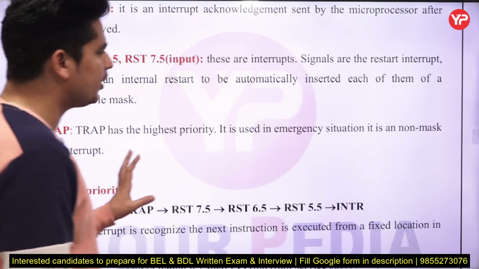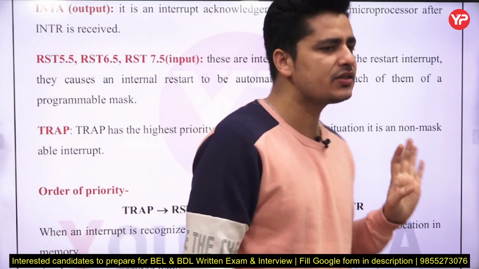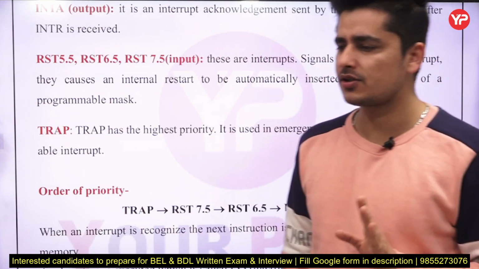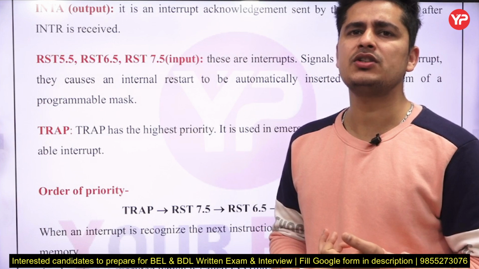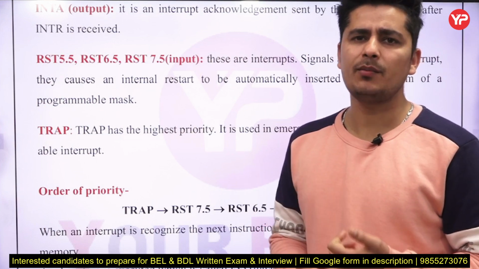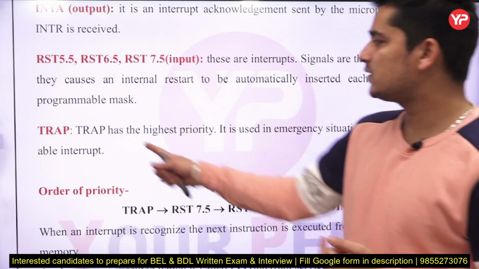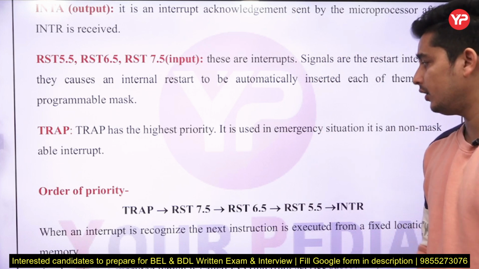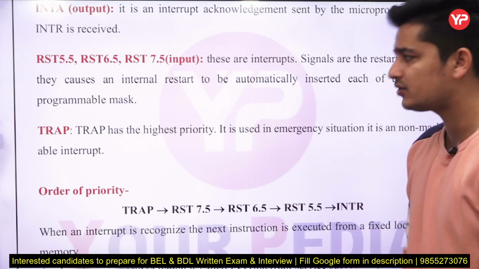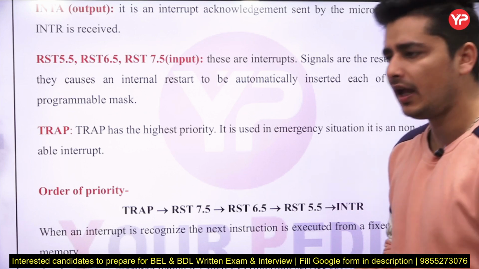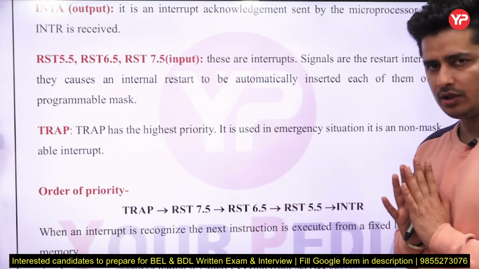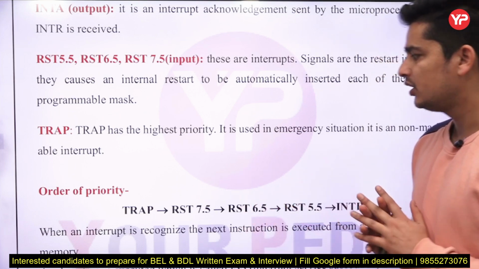Trap is the highest priority interrupt. It is the emergency situation. There are two types of interrupt: non-maskable, which cannot be ignored, and maskable, which can be ignored. So trap is a non-maskable interrupt, right? It is an emergency situation. Whenever trap comes, whatever the microprocessor is doing, it will stop immediately. It will not perform that work. So that is the thing.